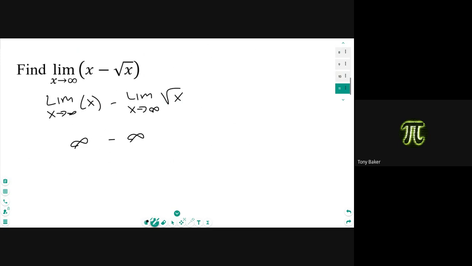Problem is I don't have a fraction. I don't know if that's going to help you. Because if you do the conjugates, you're going to end up getting x squared minus x over x minus the square root of x. The top still is infinity minus infinity. So conjugate is probably not going to help you.